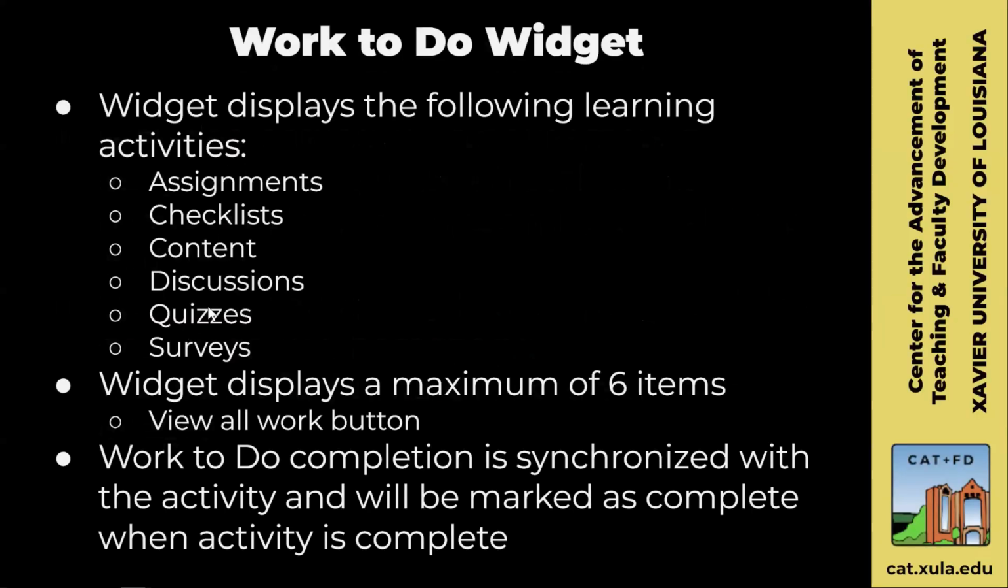The widget is going to display the activities from these tools. So you see assignments, discussions, quizzes. If you're using checklists, that'll be there as well. They see a maximum of 6 items, but they can click on a view all work button to see all of the work that they have to do. Whether or not something is completed depends upon the activity. For example, if it's an assignment they were supposed to submit, once they submit that assignment, it would drop off of the work to do widget because it's completed.